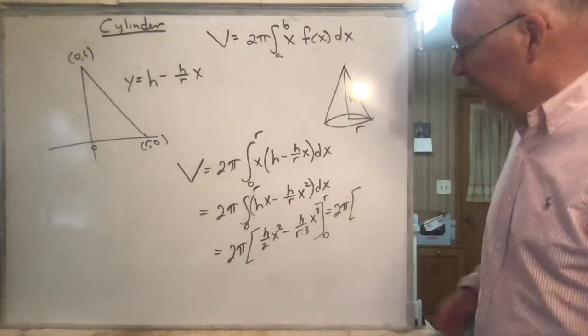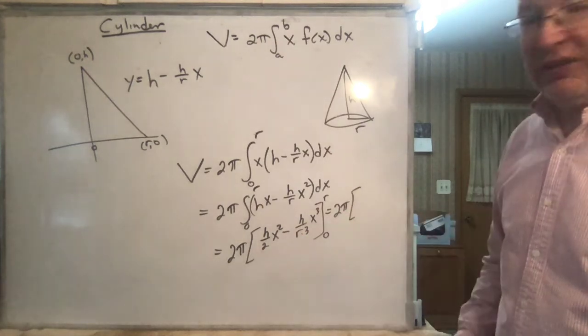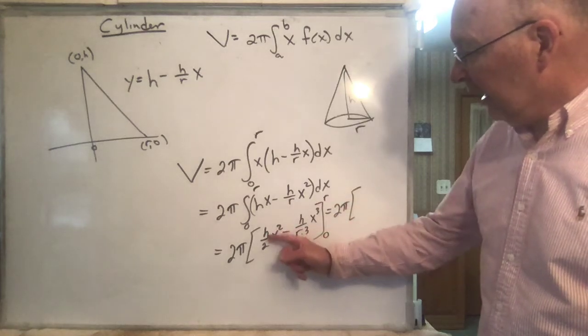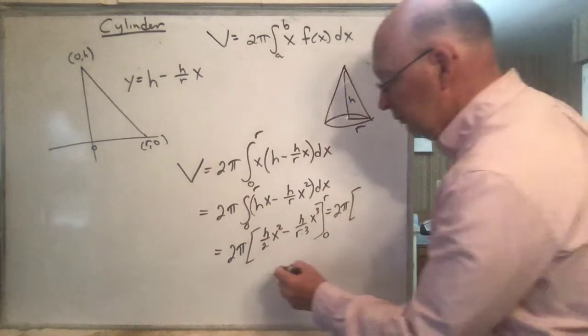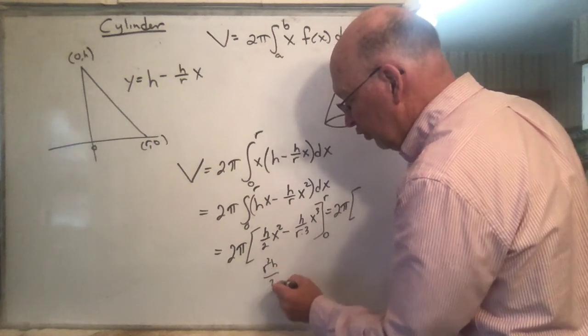I'm going to run out of room here. We get 2 pi. Notice that when I stick in 0 here, I get zeros both places, so all I have to worry about is putting in r. Here I'm going to get r squared h over 2. Just write it down here. R squared h over 2.